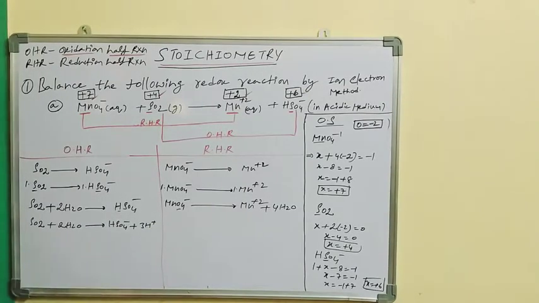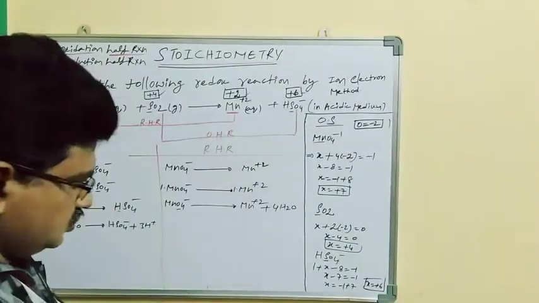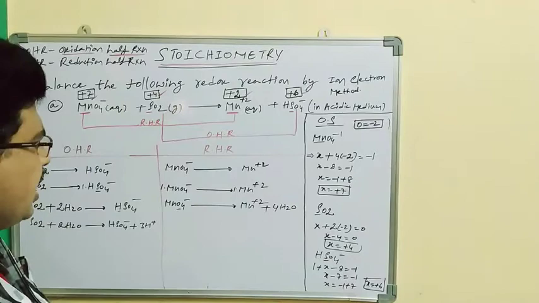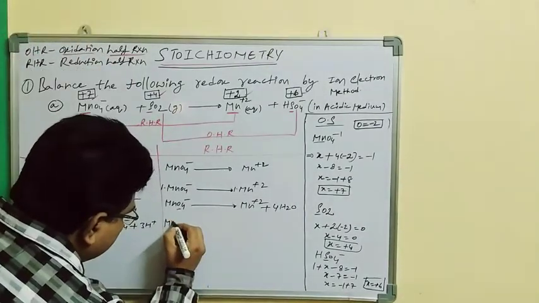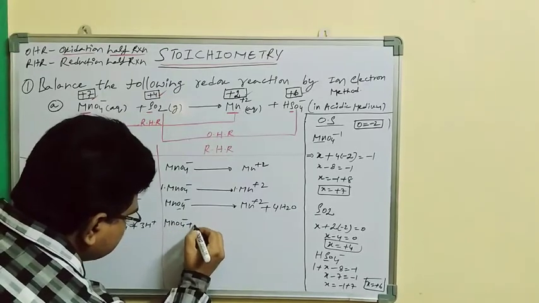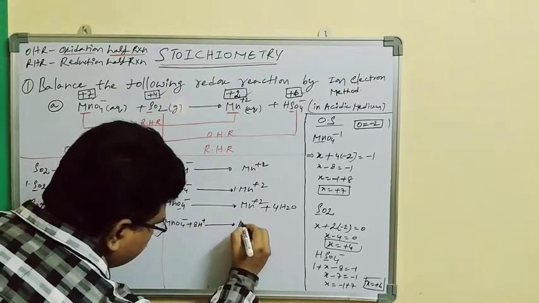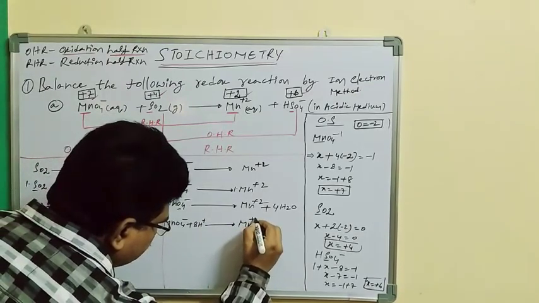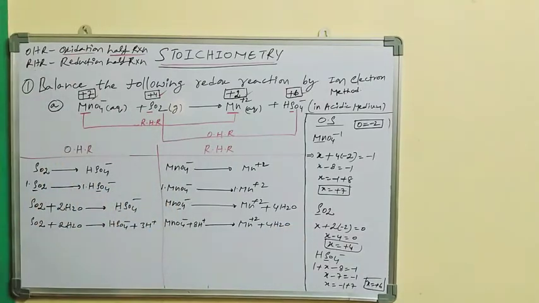Balancing hydrogen atoms by adding H plus ions to the deficient side. Here on the product side, how many hydrogens are there? 8 hydrogens are there. So I am adding 8 hydrogens on the reactant side. MnO4 minus plus 8H plus gives rise to Mn plus 2 plus 4H2O.